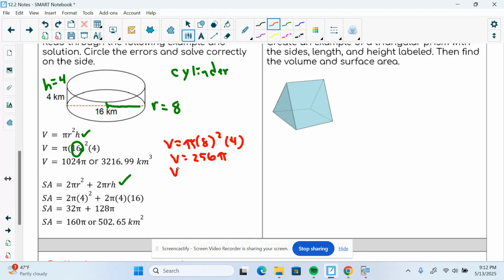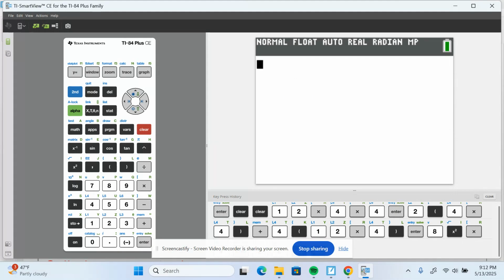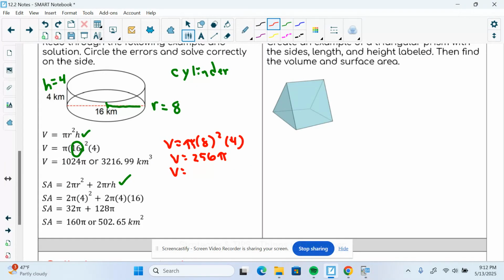If I need a decimal answer, I will grab my calculator. I will do 256 times pi. Oops, let me clear all that. 256, and then I do second function and the little up arrow, or what looks like an up arrow, it's the caret mark. And that's 804.25. Putting some units on it, that is kilometers cubed, cubic kilometers.